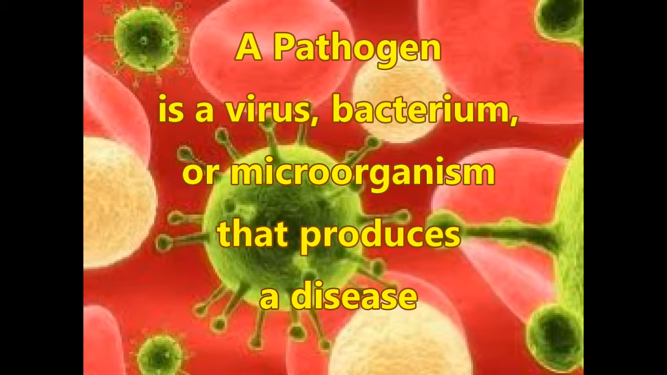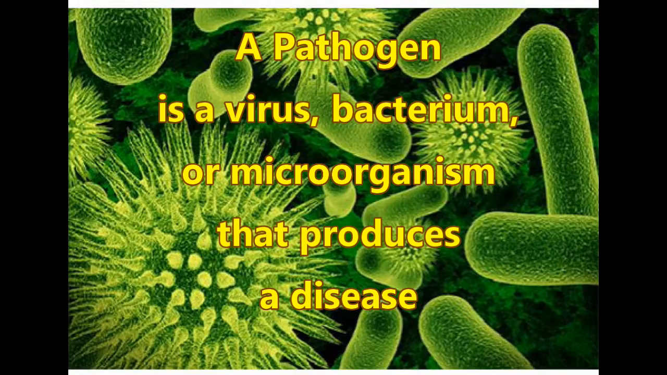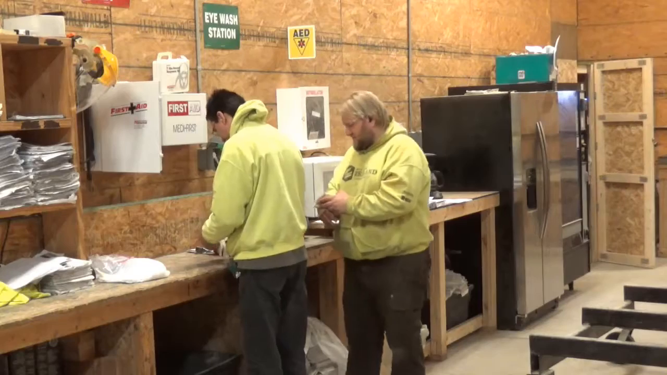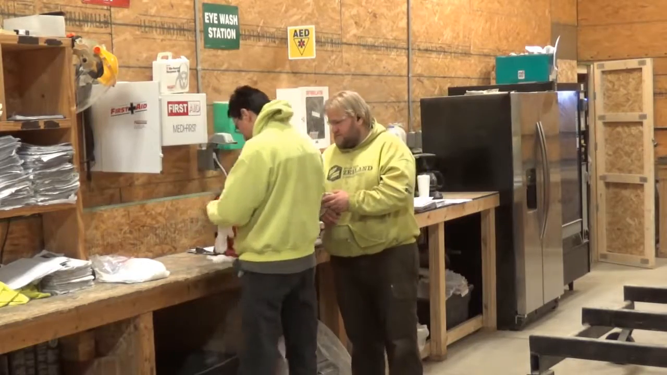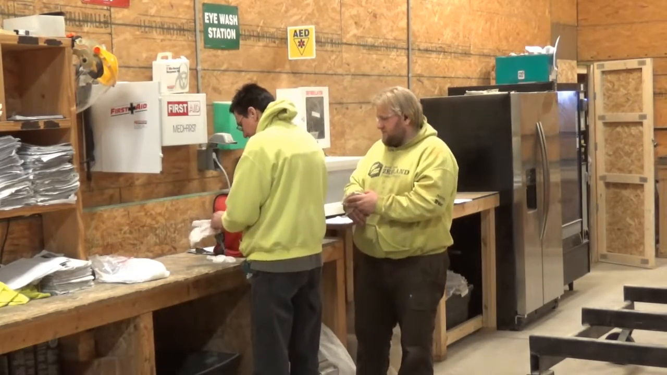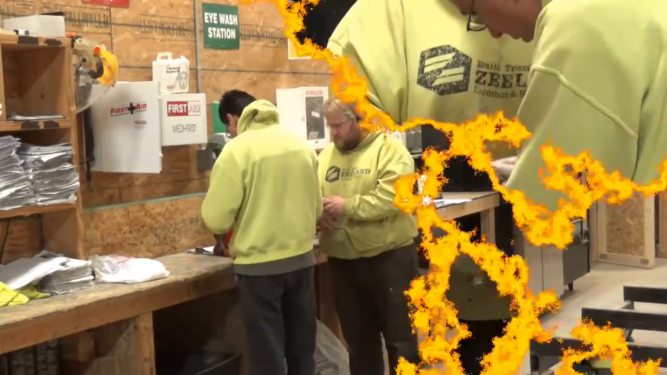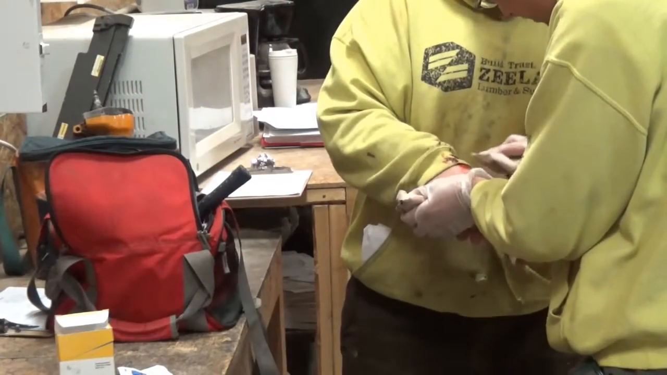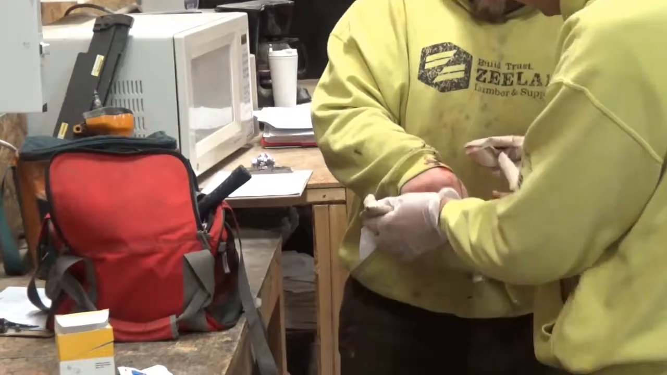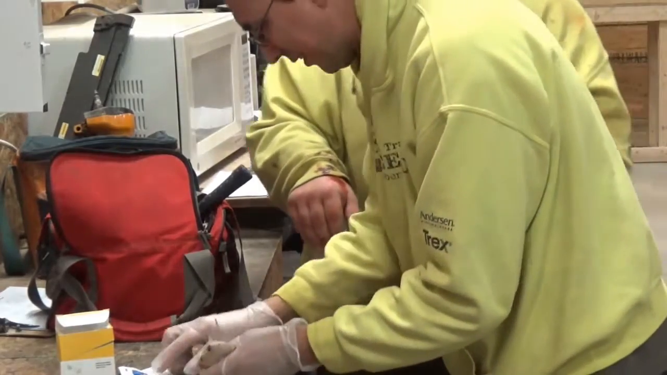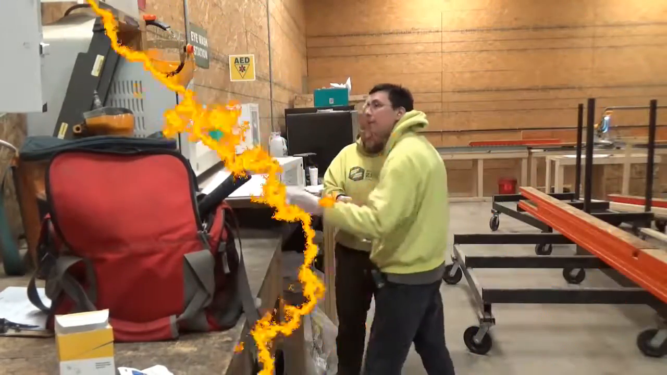So what is a pathogen? A pathogen is any disease-producing agent, a virus, bacterium, or other microorganism. One can never know for sure if the person you are responding to has a bloodborne pathogen, so the safe step is to assume they do and take the appropriate steps. These steps are often referred to as universal precautions.